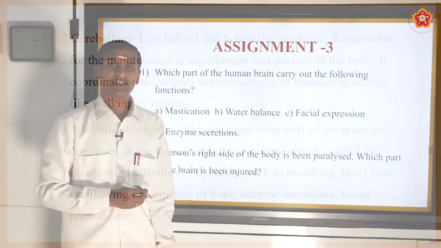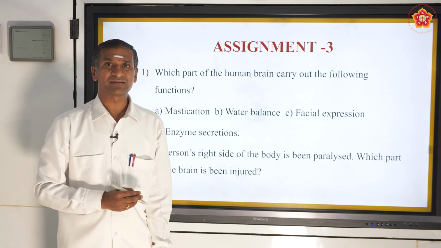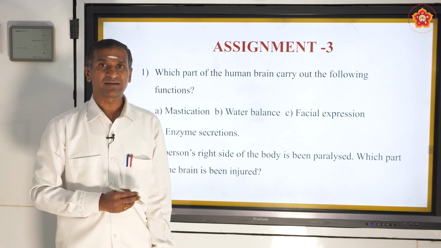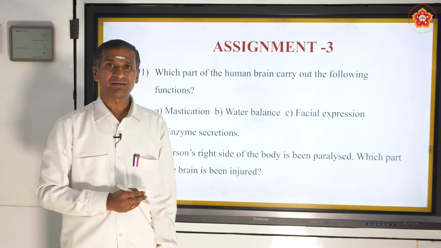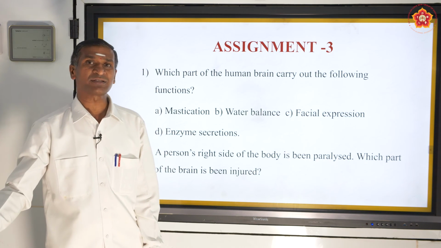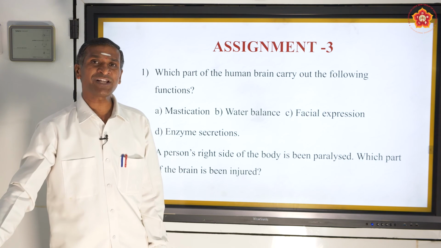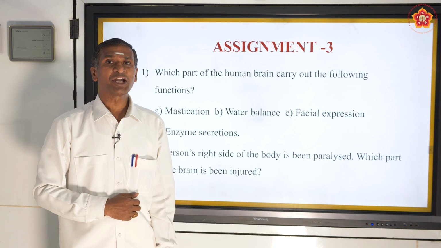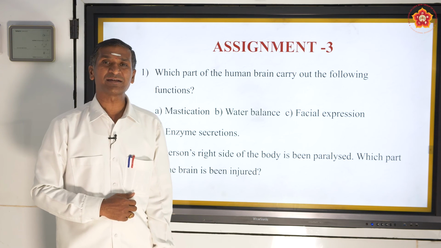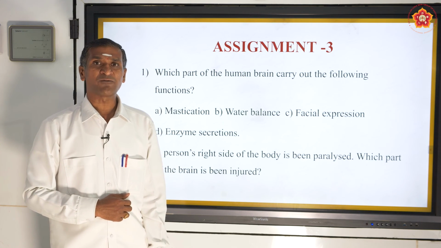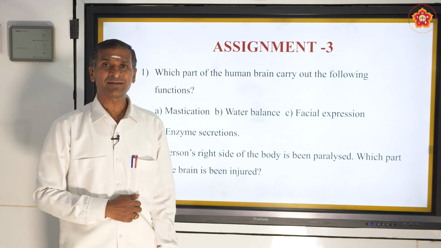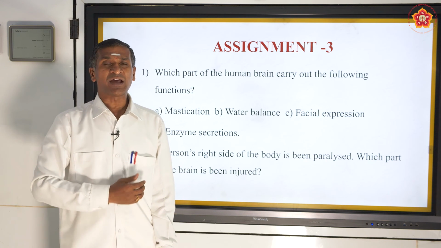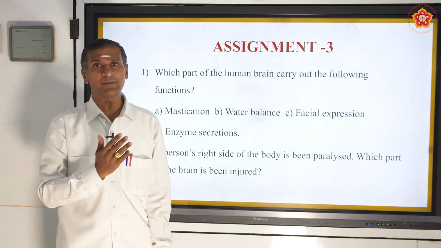Assignment 3. Dear students, in today's class of control and coordination of 10th class science, under part 3, we understood about the human nervous system. Under the central nervous system, we understood about the human brain: the vertical section of the human brain, the forebrain, the midbrain and the hindbrain. The parts of the forebrain are the cerebrum and diencephalon, and the diencephalon has the thalamus and the hypothalamus.